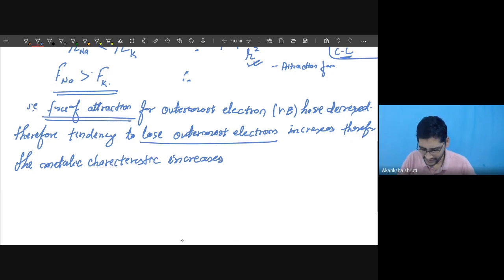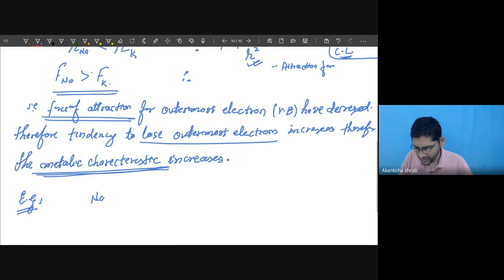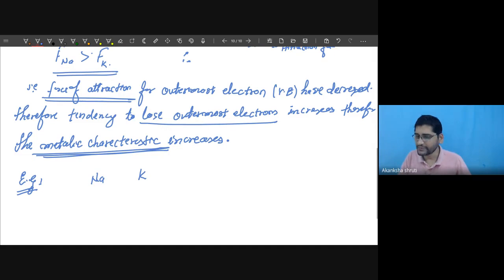So this is about the metallic characteristic. All are interrelated. You just understand a few things, and other things you can predict very easily. Get it? So the metallic characteristic increases on moving down. So which one will be the better metal? If you consider sodium or potassium, which one is the better metal? Sodium will be the better metal. Okay?